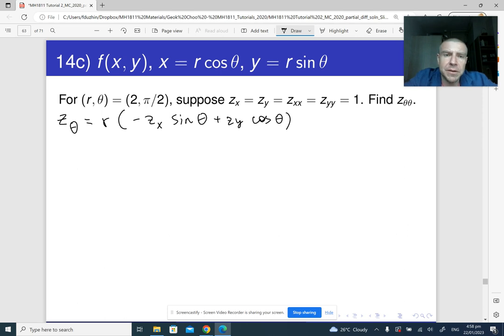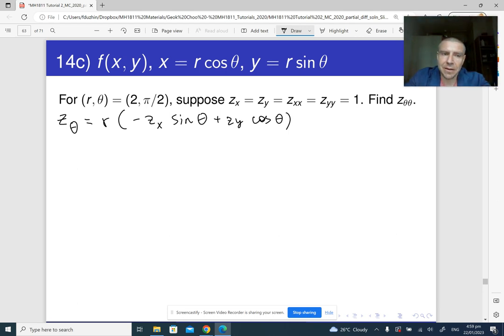what makes it hard is that now we've got to differentiate with respect to theta again, because we need to find the second derivative and this is the first derivative. When we differentiate with respect to theta again, r is independent of theta, because r and theta are independent variables. But zx is in fact a function of r and theta, because imagine that z is some expression in x and y. If you differentiate this with respect to x and then substitute r cosine theta for x and r sine theta for y, you will get an expression in r and theta.